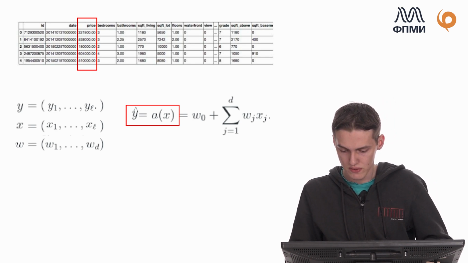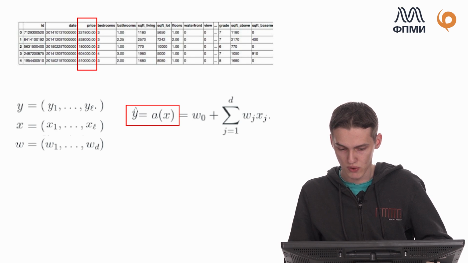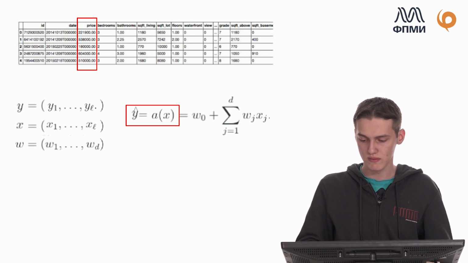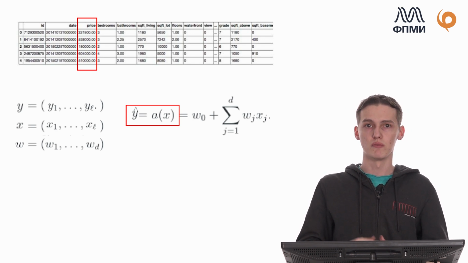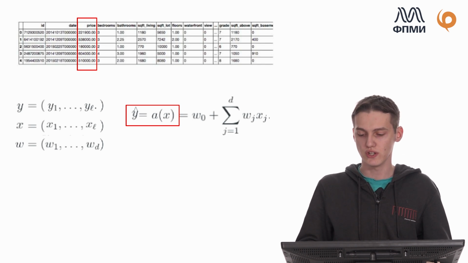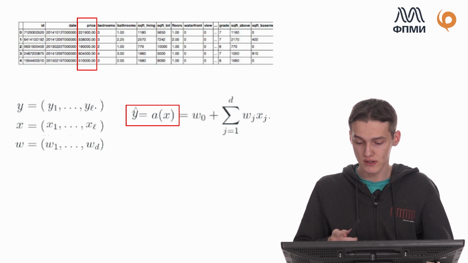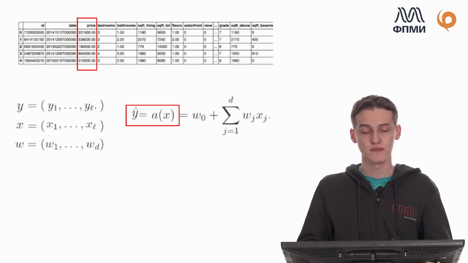We have a sigma sign, a sum of weighted features. We just multiply each feature, for example, floors, by some number. Our model will learn how important this feature is for us. And W sub 0 is our bias.